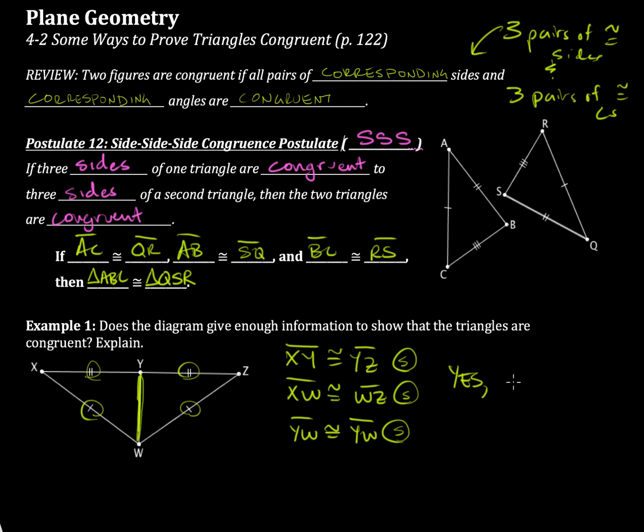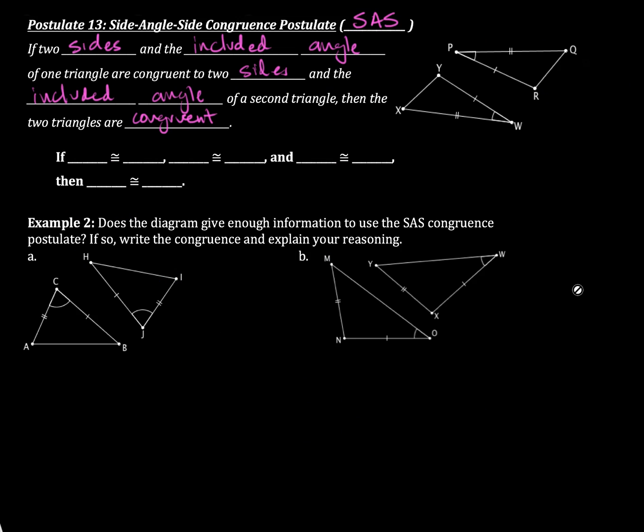So I would say yes, triangle XYW is congruent to triangle... if I went XYW, then I have to put the other triangle in this order, ZYW. So triangle XYW is congruent to triangle ZYW by side-side-side. So that's the side-side-side postulate.